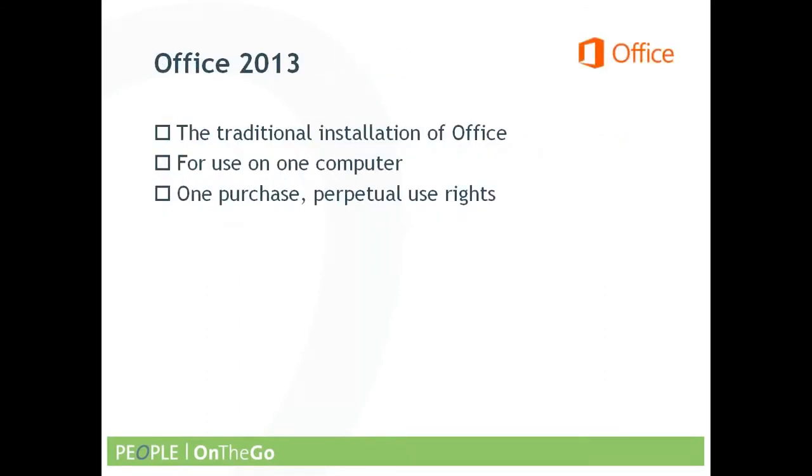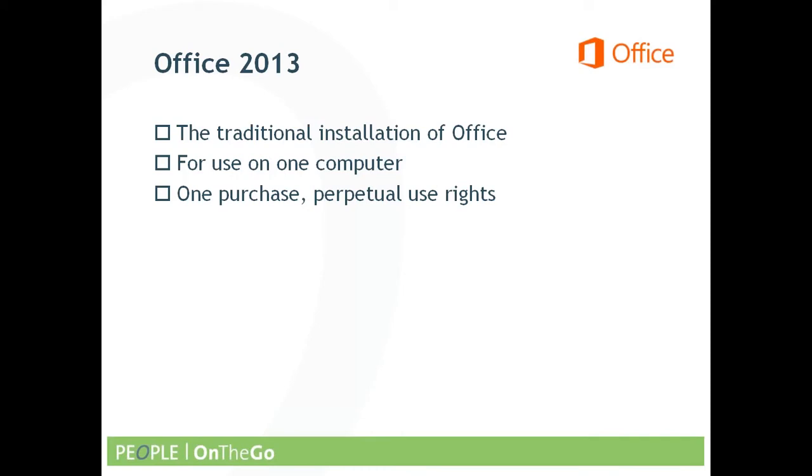So let's just get started with Office 2013 and a brief overview of what that exactly is. This is our traditional version of Office. It's very much like previous versions. You install the software on your computer. You have your versions of Word, Excel, PowerPoint, and depending on your version, a bunch of other different software packages as well. This installation is for use on one computer.